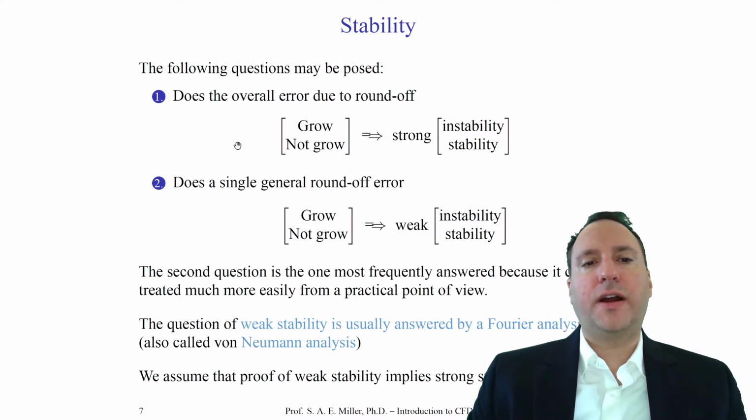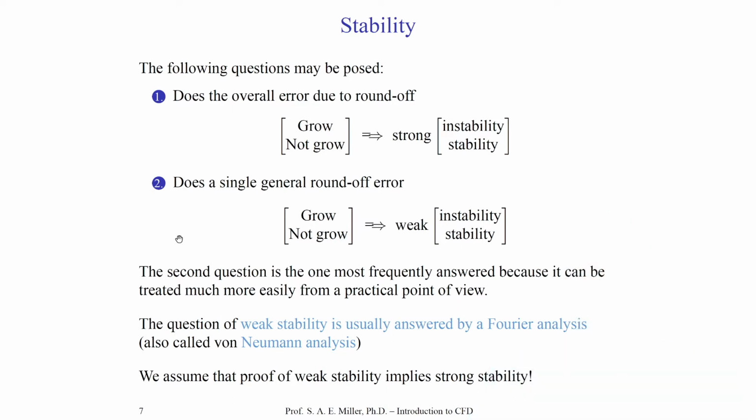Now, the overall error of the solver can be seen this way: if there's some strong instability and the error is growing, then it's a global error. If the error is not growing and there's strong stability of the solver, then we would say it's not growing. Now, a single general round-off error might be viewed as a weak type of instability. If they grow, of course, they're unstable. If they're not growing, of course, they're stable.